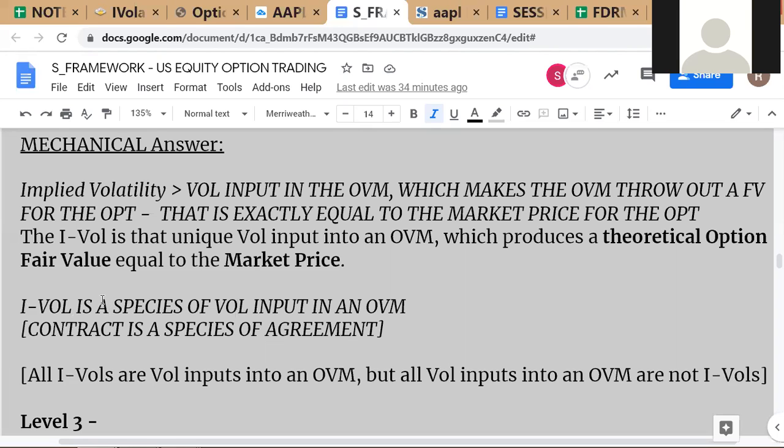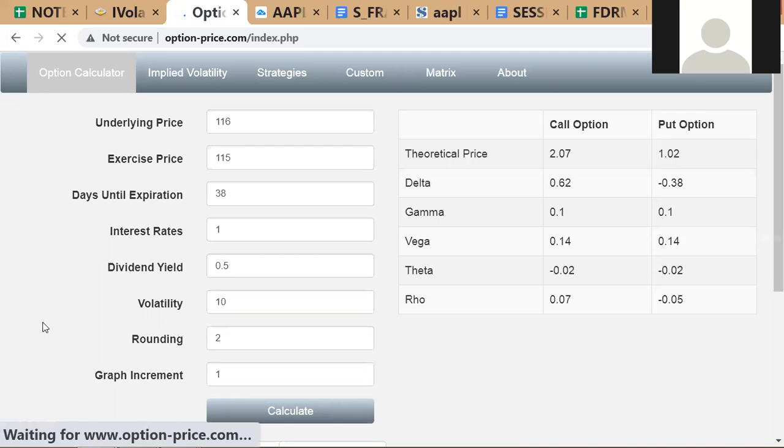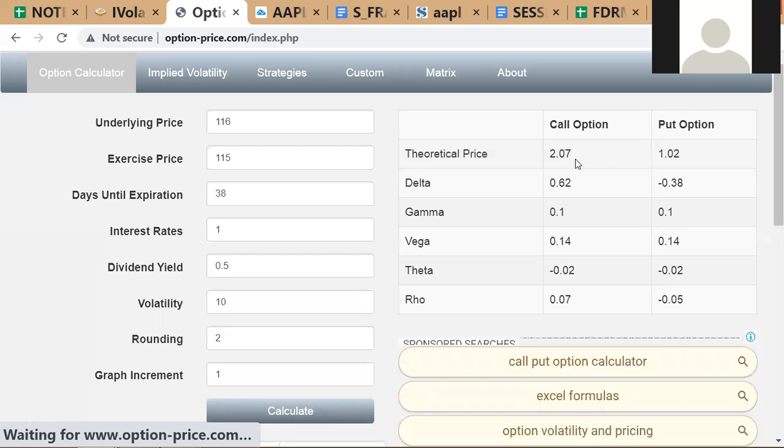Why? Because you can have all kinds of vol input in the OVM, but they may not necessarily result in the output you want. Every vol input that you put in will create an output. Now I can put in 10. This will create one output of 2.07. But suppose the market price is not 2.07, it's something else. Suppose let's say 5. Then this vol input in the OVM is still a vol input, but it is one of many vol inputs. And one of these vol inputs will end up being the I-Vol.